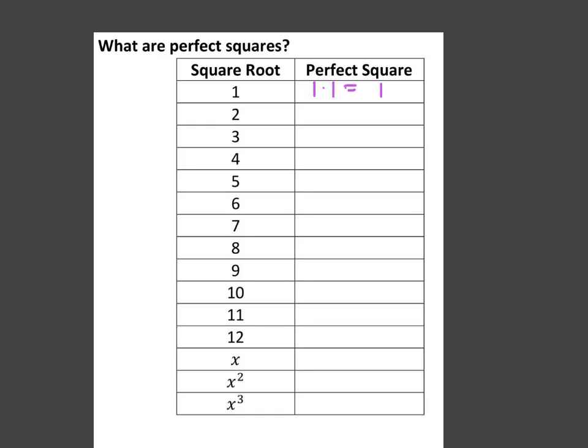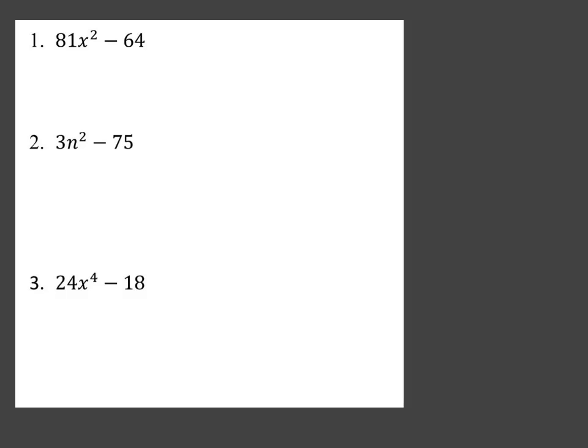And then another perfect square would be, okay, what's 2 times 2? Well, 2 times 2 is 4, so 4 is a perfect square. Similarly, 3 times 3, which is 9, so 9 is a perfect square. Here's the rest of that table filled in for you. Now, let's actually put this into practice.